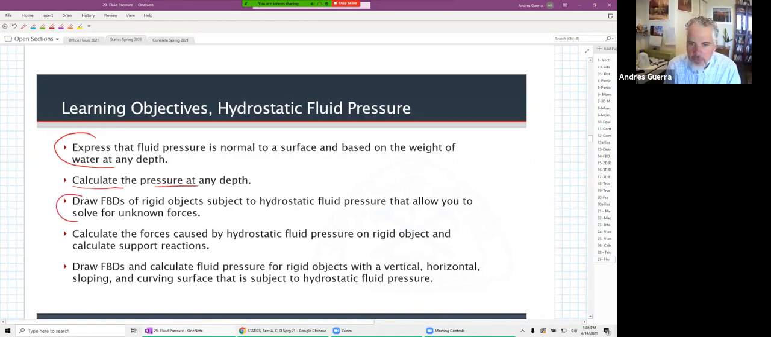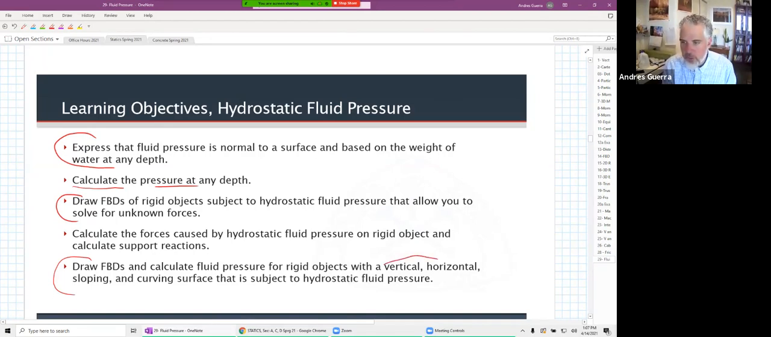draw FBDs of rigid objects that are subject to hydrostatic fluid pressure that are going to allow us to solve for unknown forces, calculate the force caused by the hydrostatic fluid pressure on a rigid object and the support reactions, and then draw FBDs and calculate fluid pressure for rigid objects with vertical, horizontal, sloping, and curving surfaces.